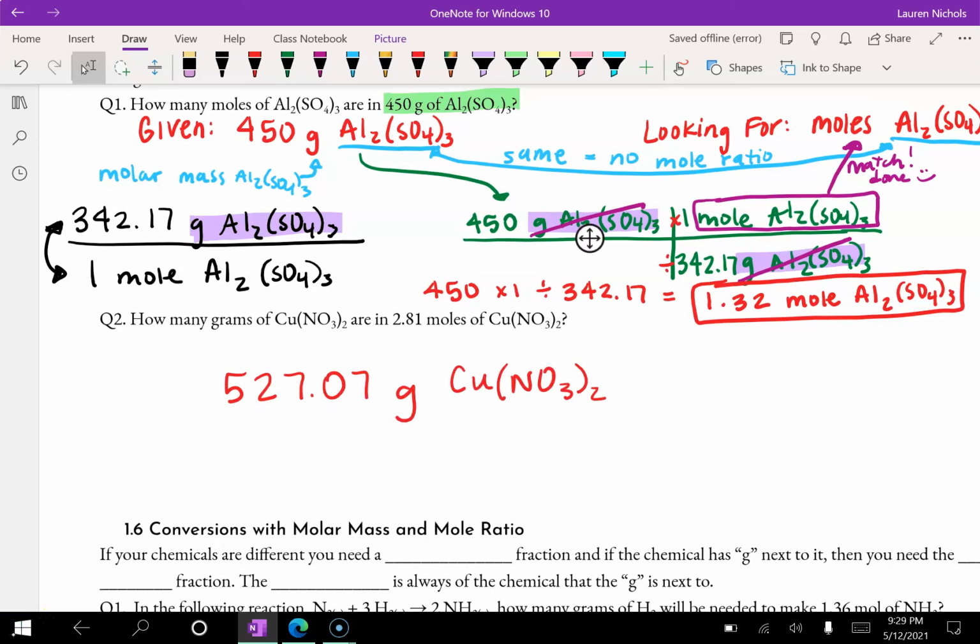Okay, so if you've pressed play, then you can see your answer now on the screen. So question number 2's answer is 527.07 grams of copper nitrate.